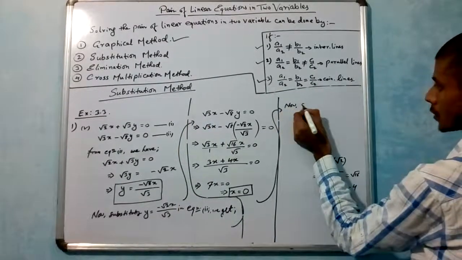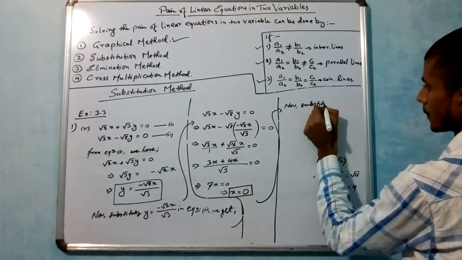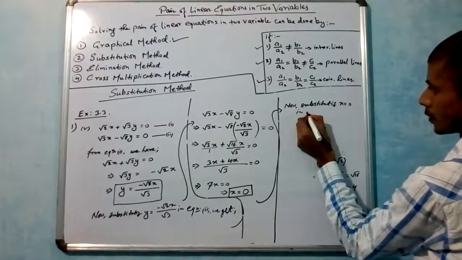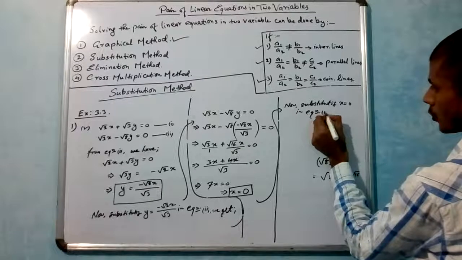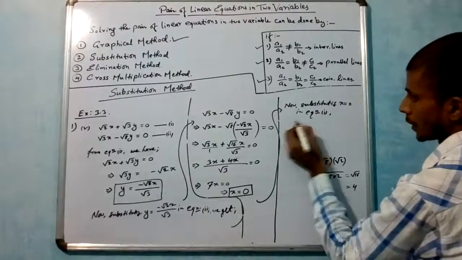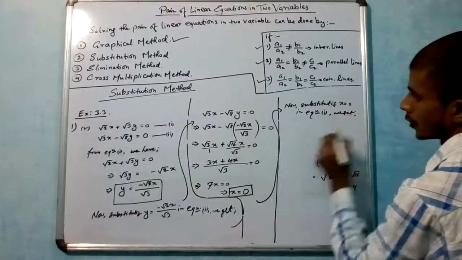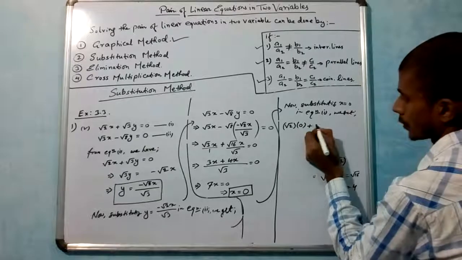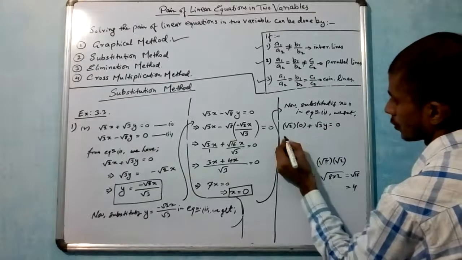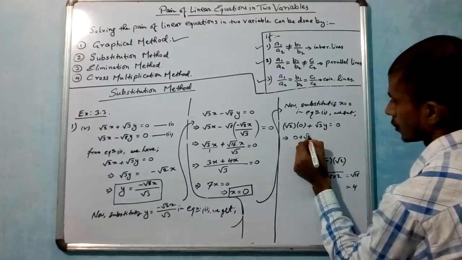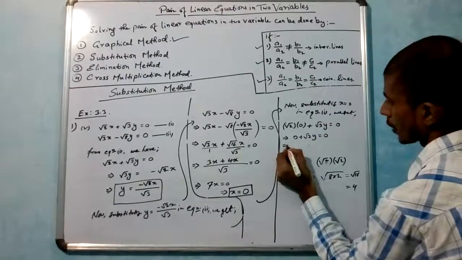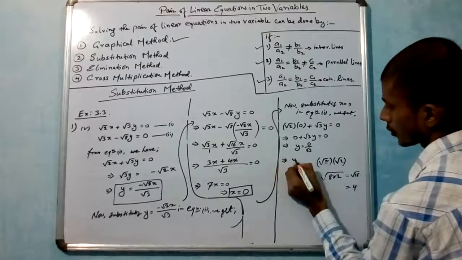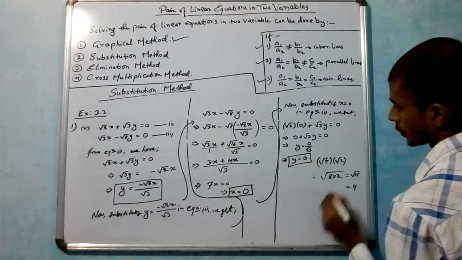Now, substituting x is equal to 0 in any equation, 1 or 2, let it be 1. We get how much? Root 2 times 0 plus root 3y is equal to 0. So 0 plus root 3y is equal to 0, which implies y is equal to 0 by root 3, which implies y is equal to 0, and then finally done.